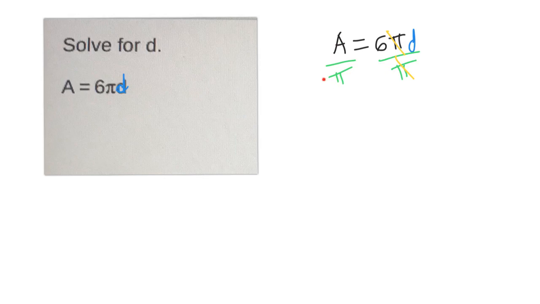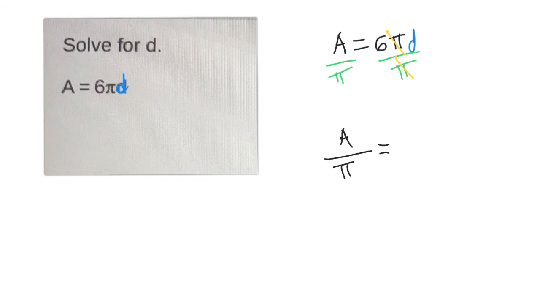Now, let's focus on this side. When we write the next line, guess what? A and pi are not like terms, and they're not reducible. We're kind of just stuck with them. We don't know what A is. We know what pi is, but we don't know what A is, so we are stuck with them.